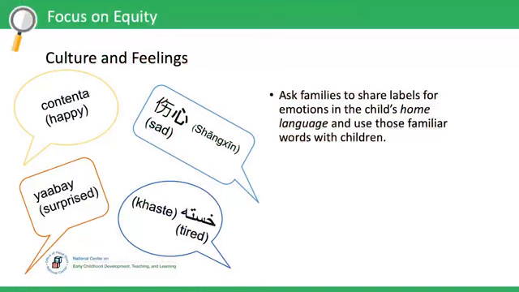And one way we can connect with families and ensure that our learning environments are more equitable spaces and representative of the children in our care is to ask families to share labels for emotions in the child's home language and use familiar words with children. We can also include visuals of emotions that represent the children and families in the learning community. And so here on the slide, we see emotion words in 4 different languages: Spanish, Farsi, my home language, Somali, and Mandarin.